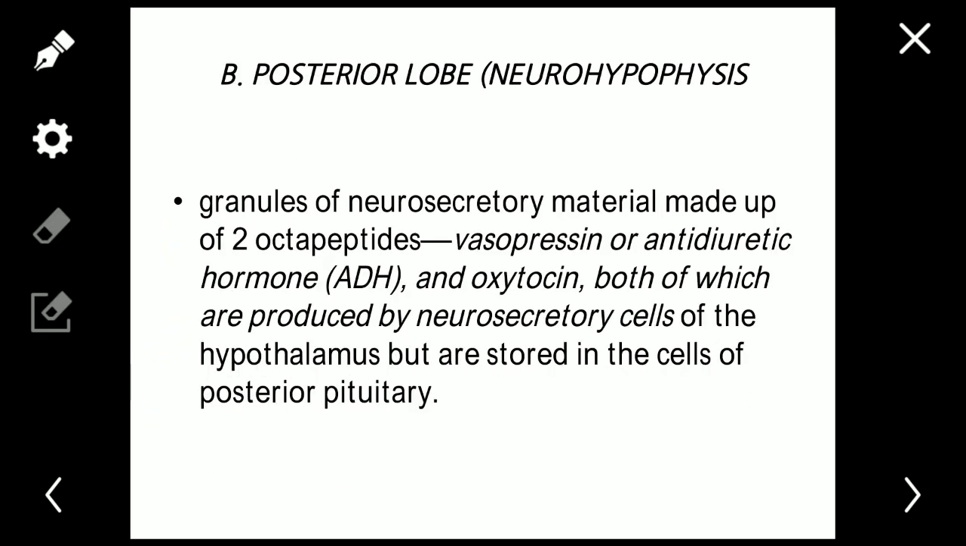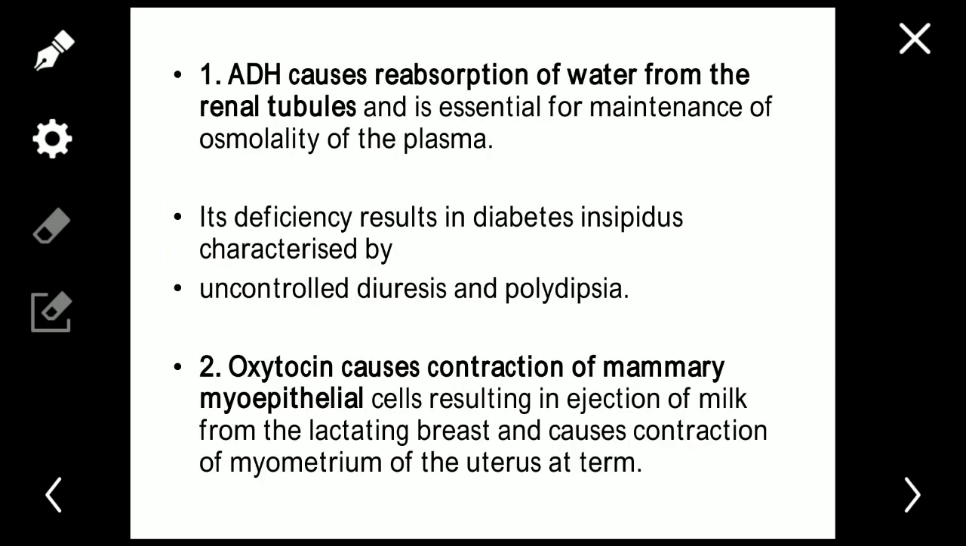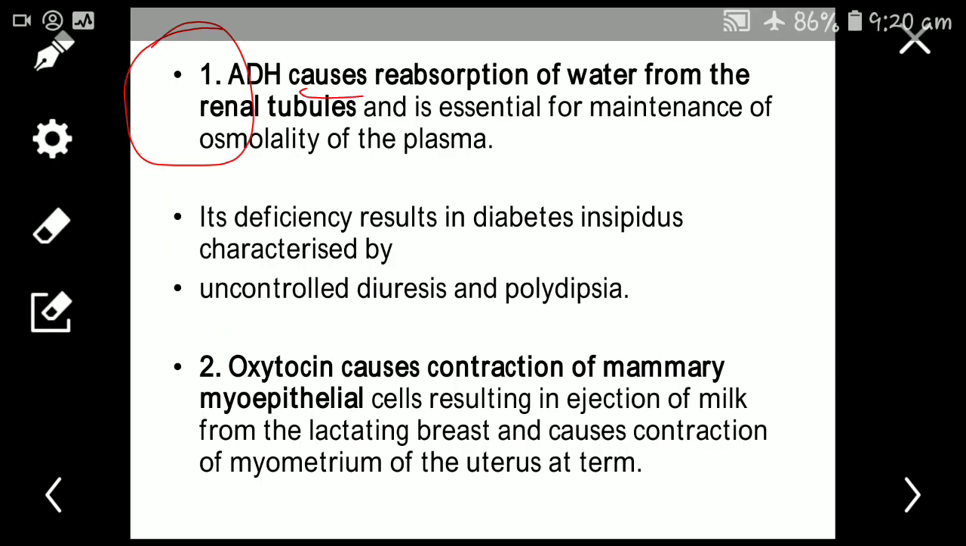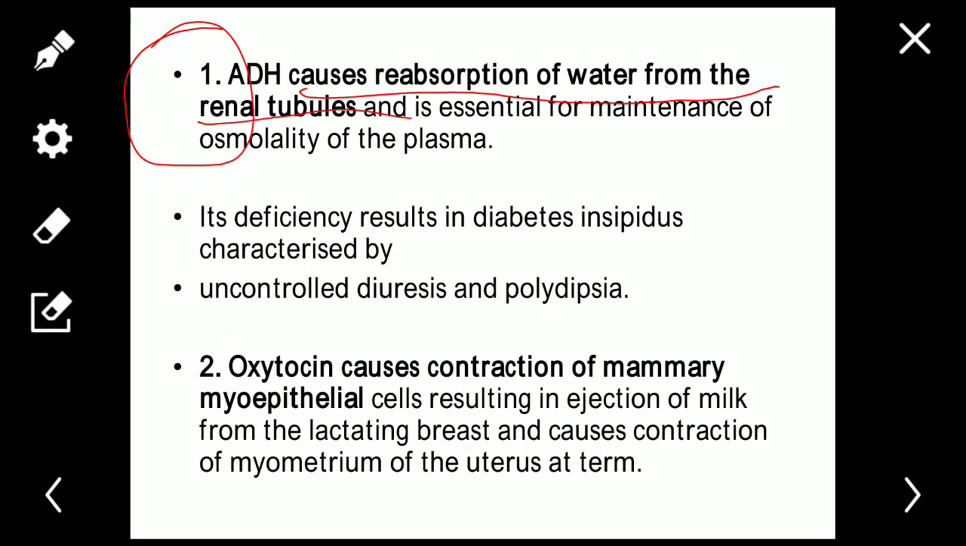That is the anterior pituitary. The posterior pituitary is called neurohypophysis, and it contains granules of neurosecretory material made up of 2 octapeptides: vasopressin, or antidiuretic hormone, and oxytocin, both of which are produced by neurosecretory cells of the hypothalamus but are stored in the cells of the posterior pituitary. The main function of ADH is to cause resorption of water from the renal tubule. It is against diuresis and is essential for maintenance of osmolality of the plasma. Its deficiency results in diabetes insipidus, characterized by uncontrolled diuresis and polydipsia.